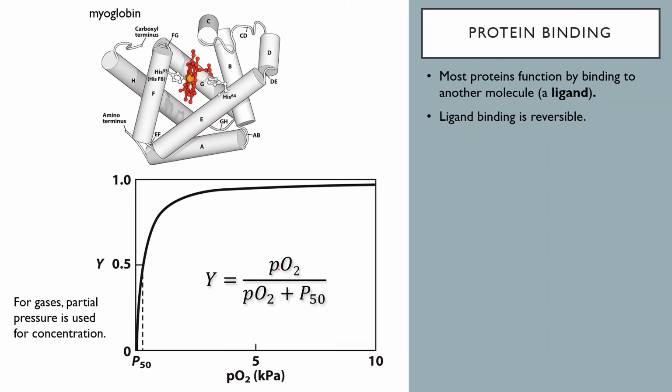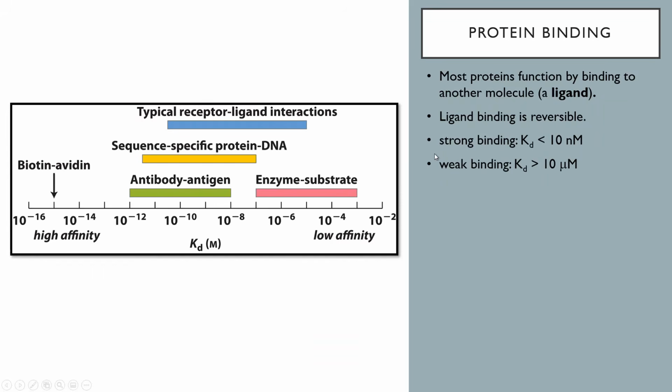So this little p in this case means the partial pressure of oxygen gas, and then instead of the dissociation constant, you have this term called the P50, but it means the same thing. It's the partial pressure of oxygen at which 50% of your oxygen binding protein is bound to oxygen. And so it's the same basic concept. So again, we use the dissociation constant to describe the binding affinity of a protein.